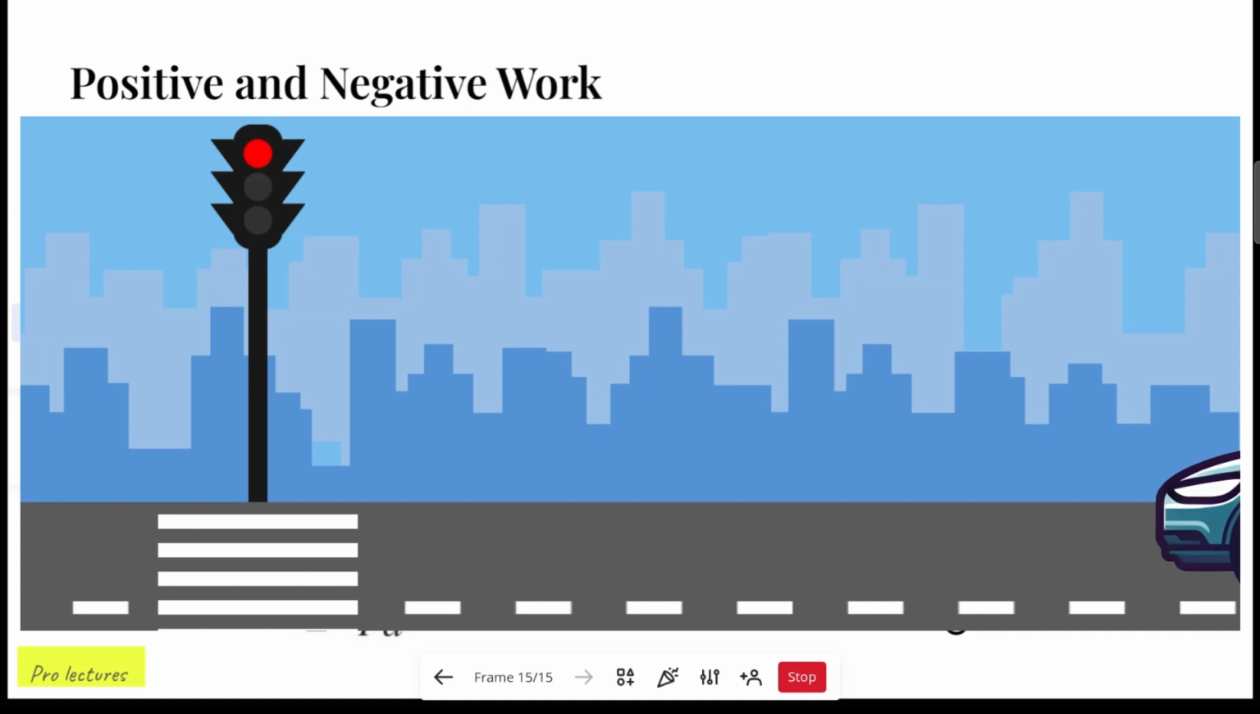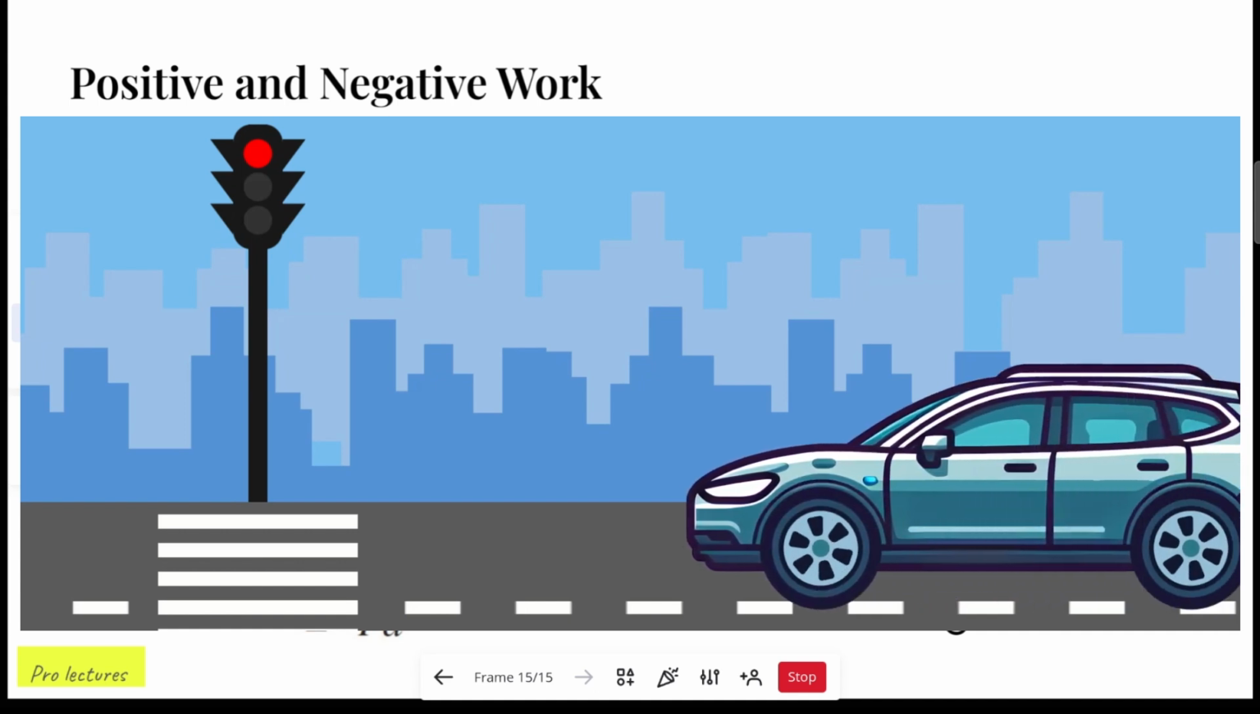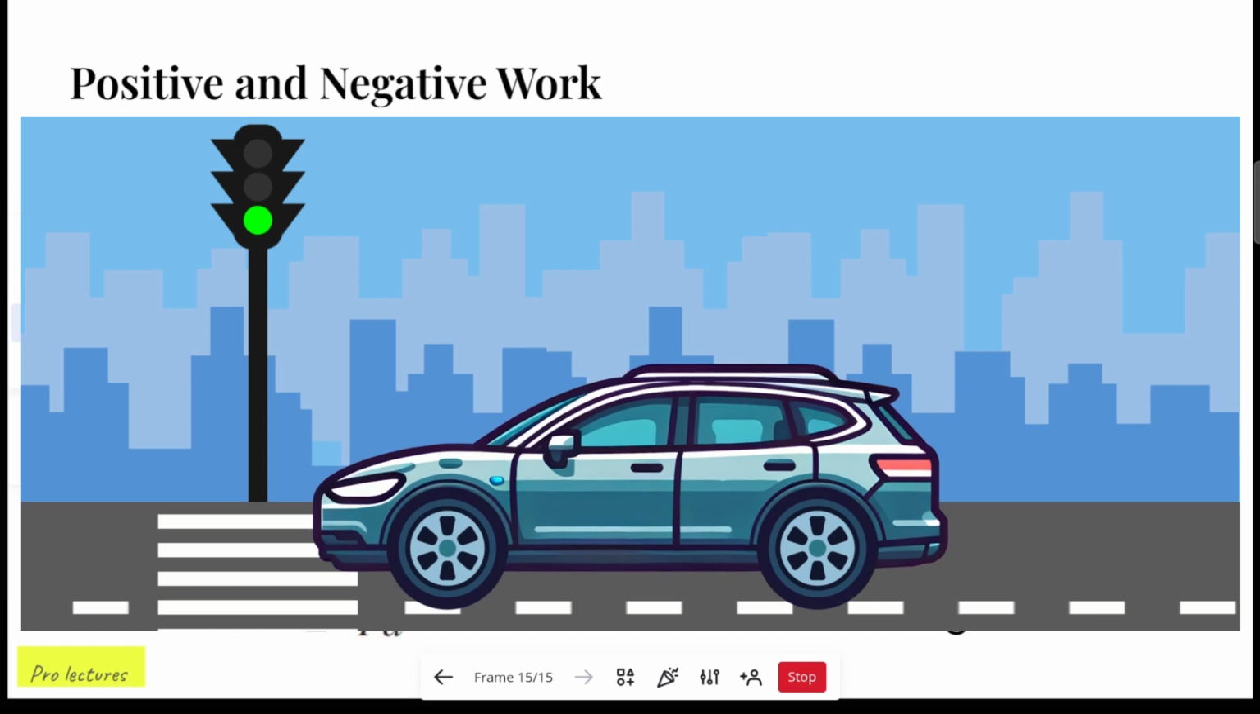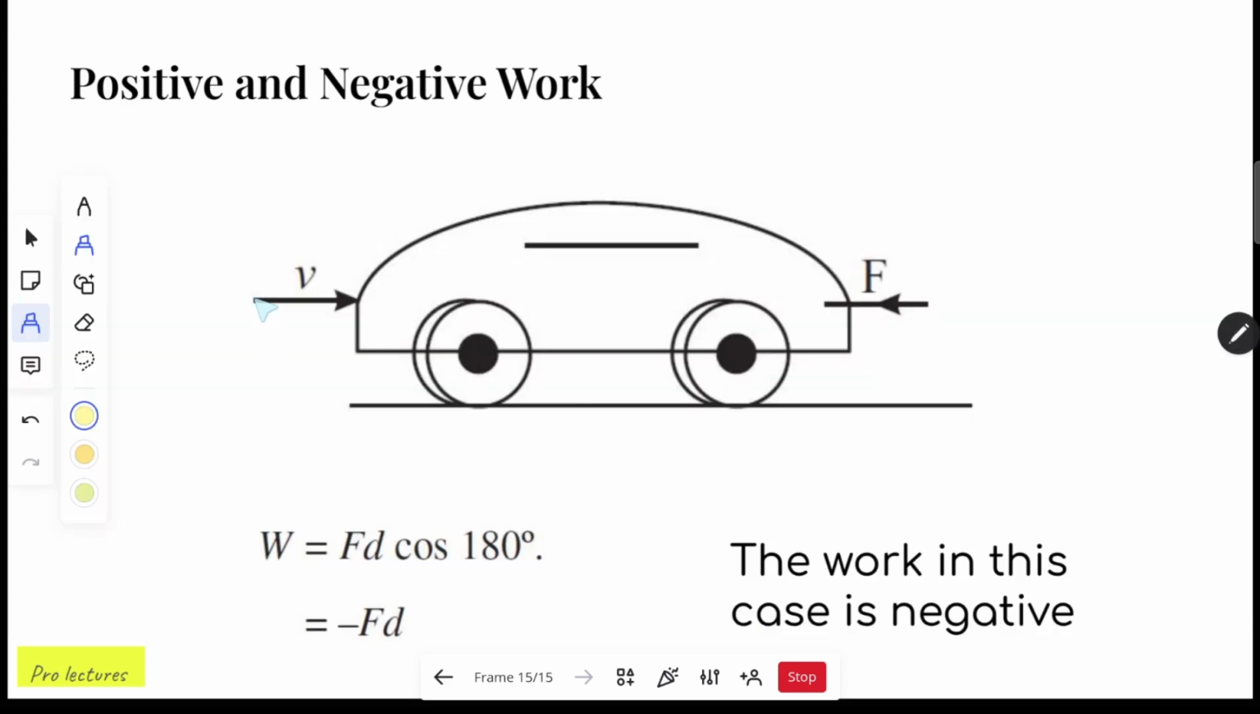And when the same car is moving, and when you apply a brake, a force F is applied in the opposite direction. So you are moving and you apply a force F. When you apply a brake, both are in opposite direction. So theta is 180 degree. Cos 180 is minus 1. So work is minus Fd. Therefore, in this case, work is said to be negative.